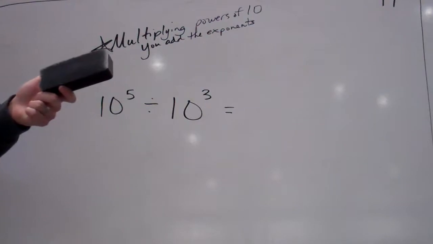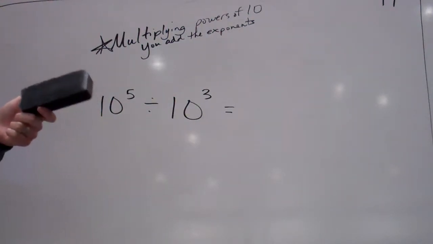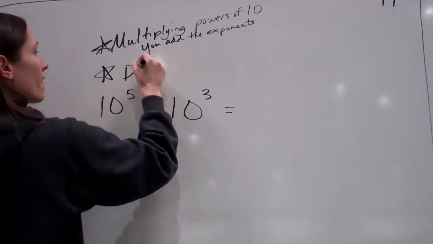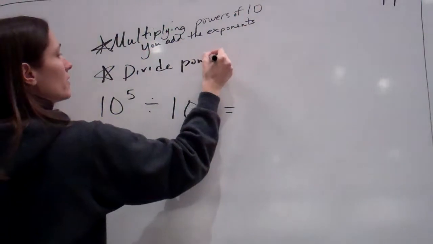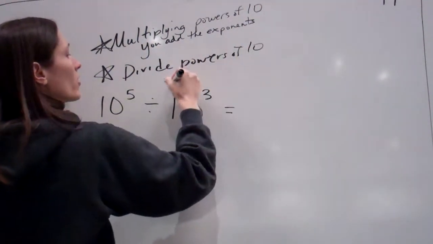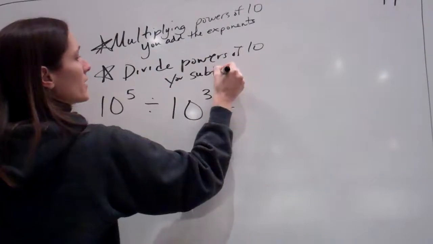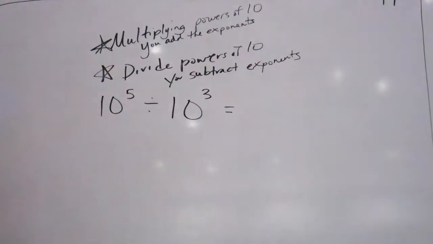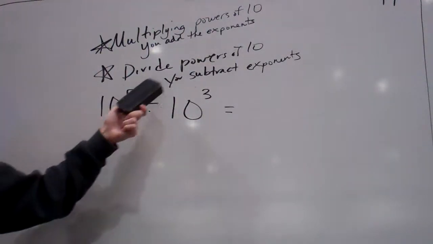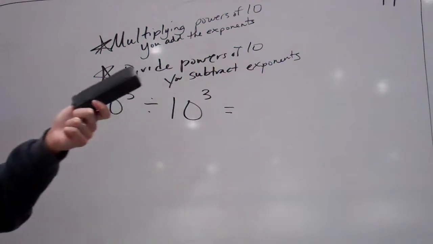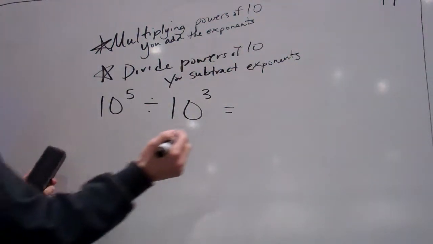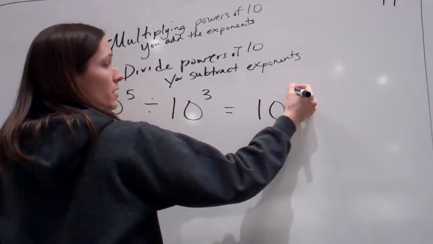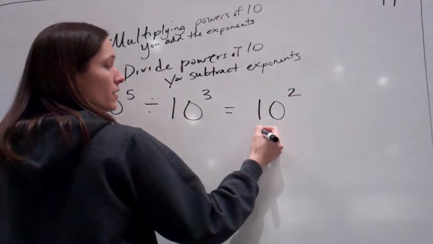So who thinks they know what we're going to do when we divide? Yeah. So when you divide powers of 10, you are going to subtract the exponents. Okay, write that down. So here, instead of saying 5 plus 3, what would I do? 5 minus 3. So my final answer would be 10 to the second power, which is 100.